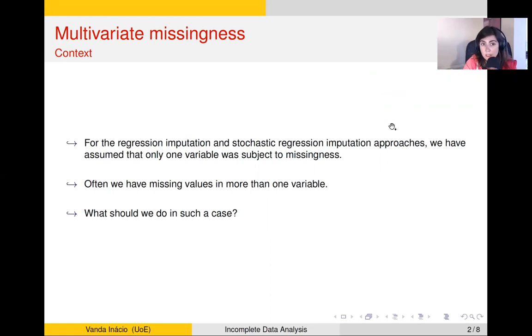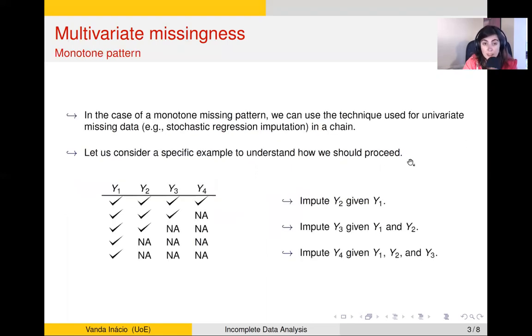So what should we do when we want to do stochastic regression imputation? We have seen that it's one of the best approaches to deal with missing values, and now we have missing values in more than one variable. Well, in a very specific case, where we have a monotone pattern, we can use the univariate techniques that we have learned in a sequential manner.